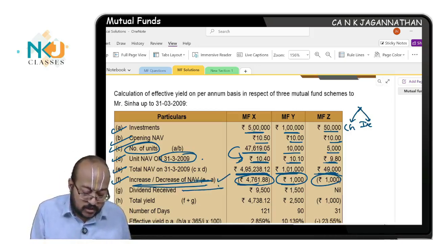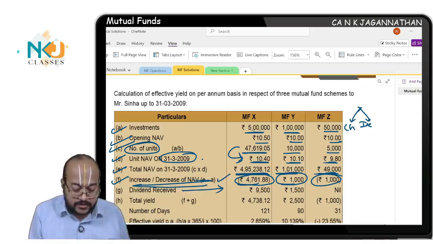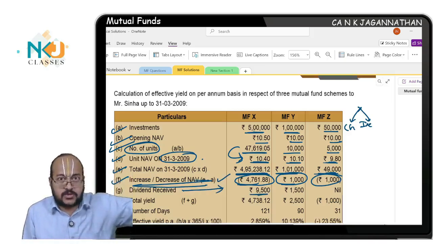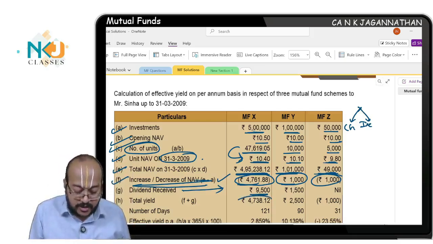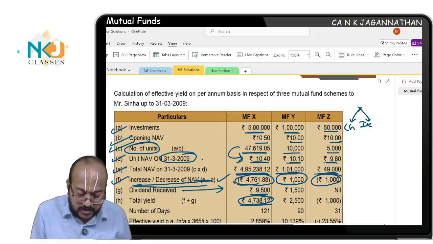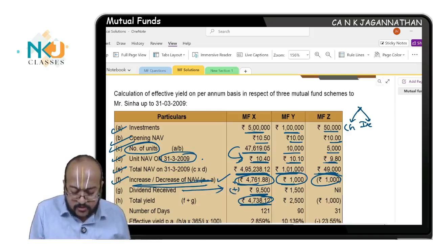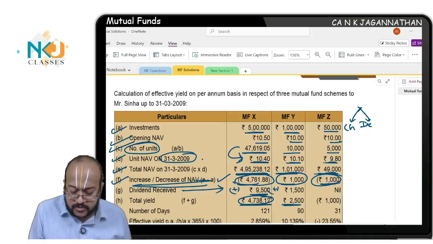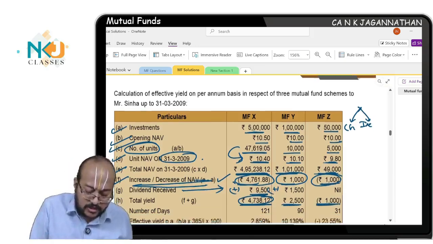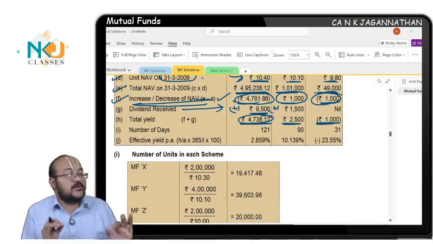There is one more thing. Dividend, you need to consider this income. 9,500 is the dividend received, minus 4,761.88 was the capital loss, and this is income. Net it off, you will get the total yield as 4,738.12. This is minus 4,761 plus 9,500, minus 1,000 plus 1,500, 2,500, minus 1,000 plus 0, minus 1,000. Are you understanding? So, total return from the investment.